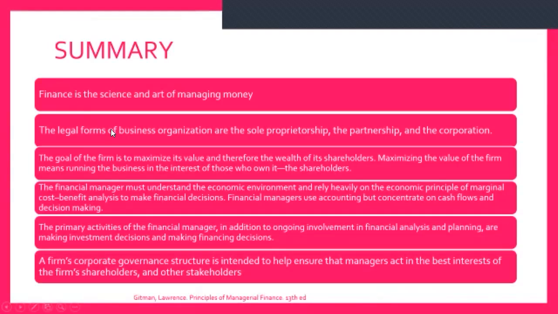Now, in summary, we started off saying we have six objectives. Our study today showed us that we've defined finance as the science and art of managing money. We talked about legal forms of business: the sole proprietorship, the partnership, and the corporation. The goal of the firm is to maximize its shareholders' value and therefore the wealth of its shareholders. Maximizing the value of the firm means running the business in the interest of those who own it, the shareholders. The financial manager must understand the economic environment and rely heavily on the economic principles of managerial cost-benefit analysis to make financial decisions. And financial managers use accounting by concentrating on cash flows and decision-making.